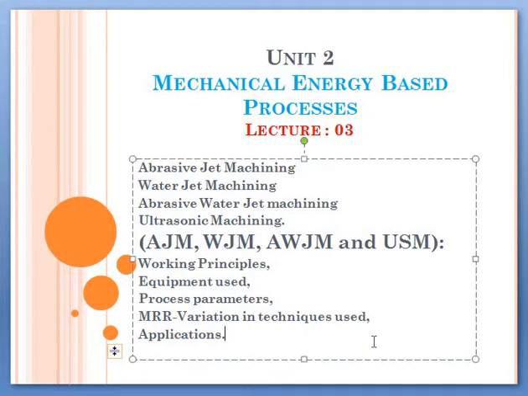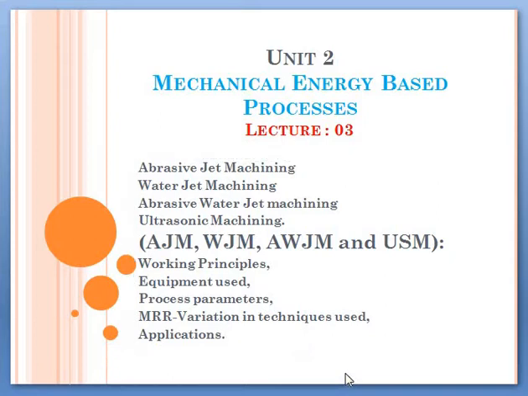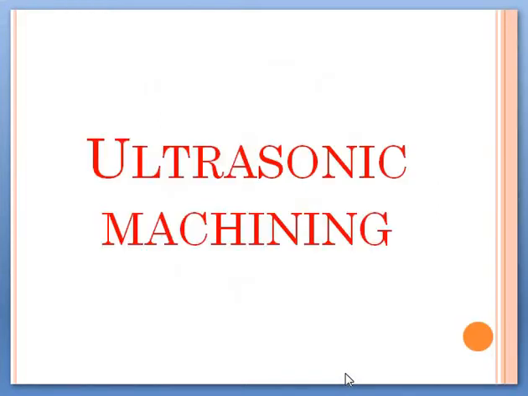Now, in abrasive jet machining, we see that material is removed by using abrasive particles. In water jet machining, material is removed by using water, and in abrasive water jet machining, we are utilizing an abrasive water jet for removing the material. Now, in this lecture, we will discuss ultrasonic machining.